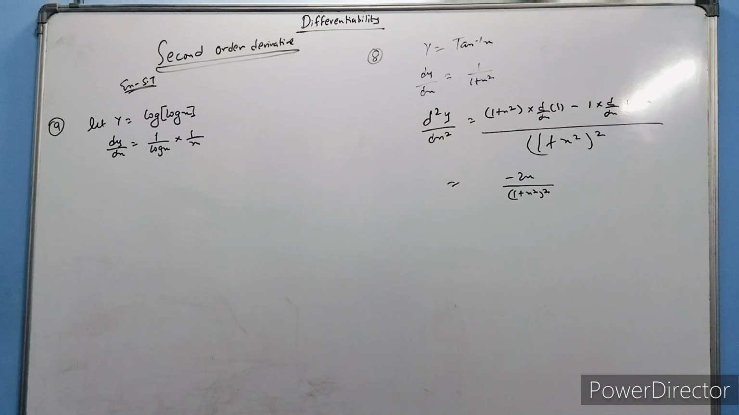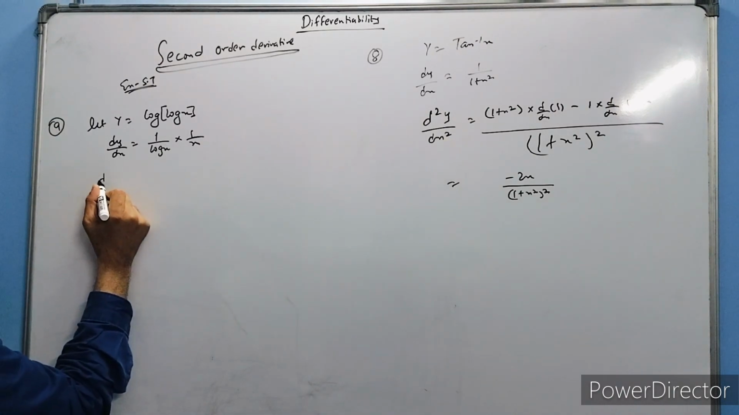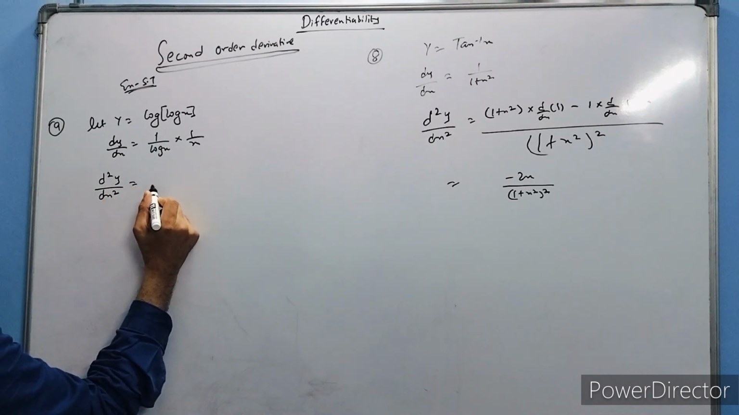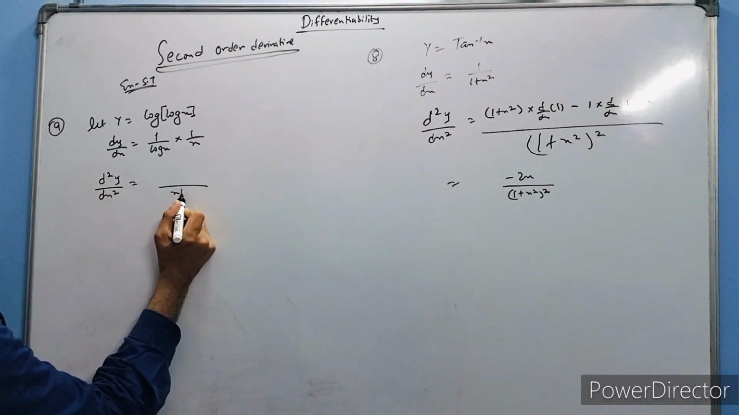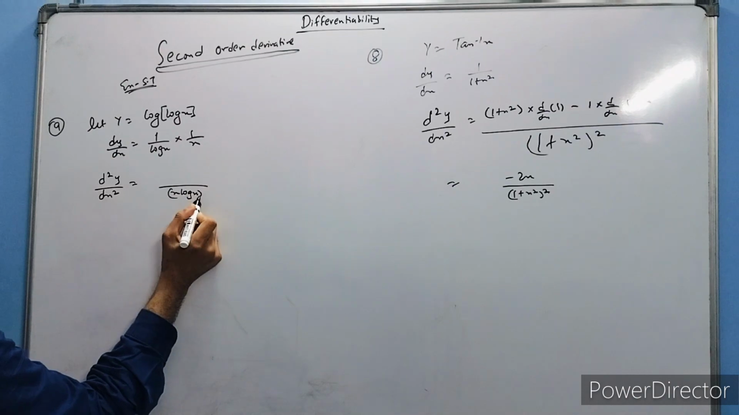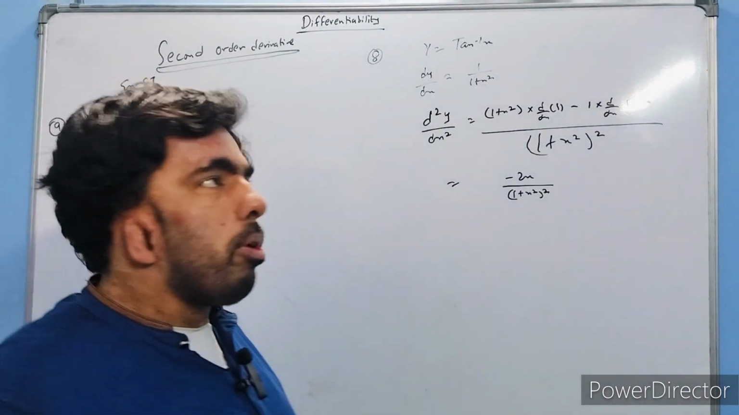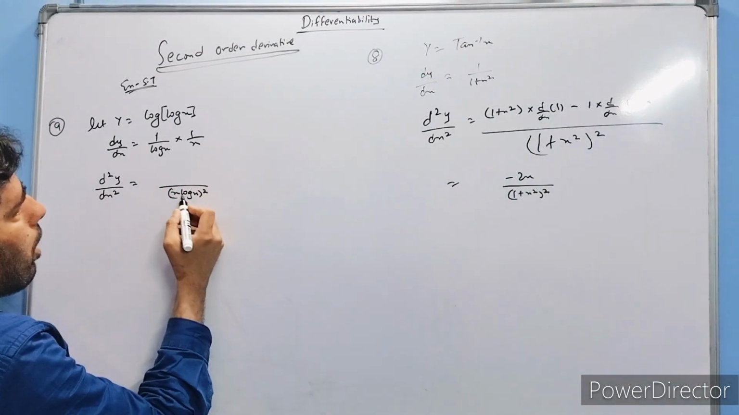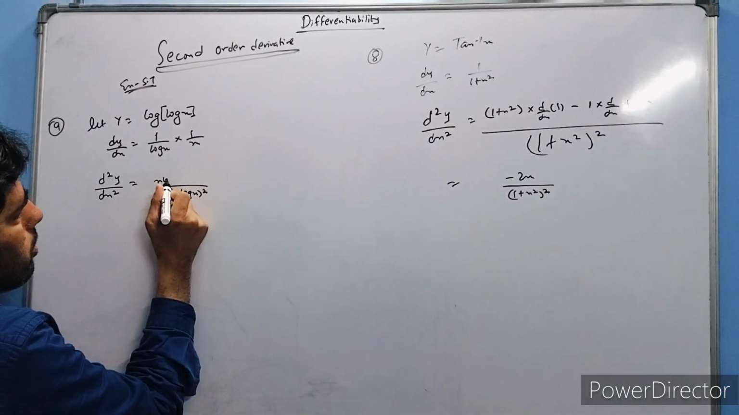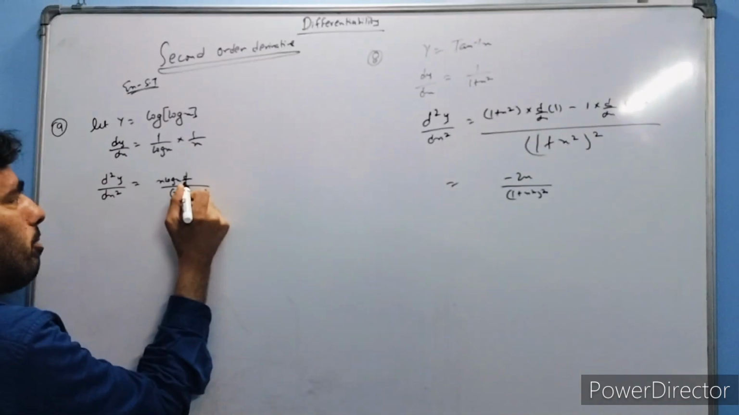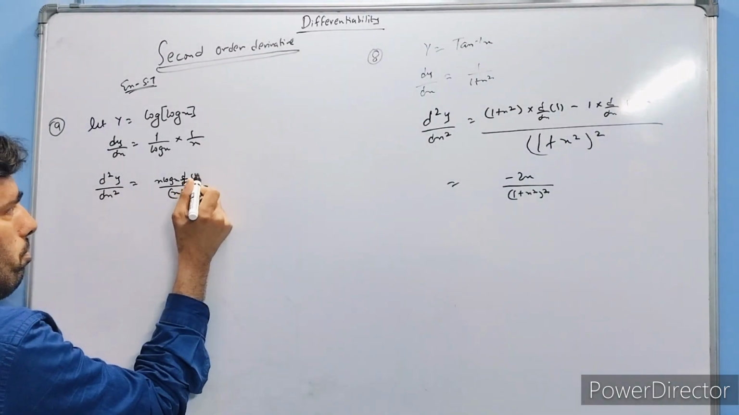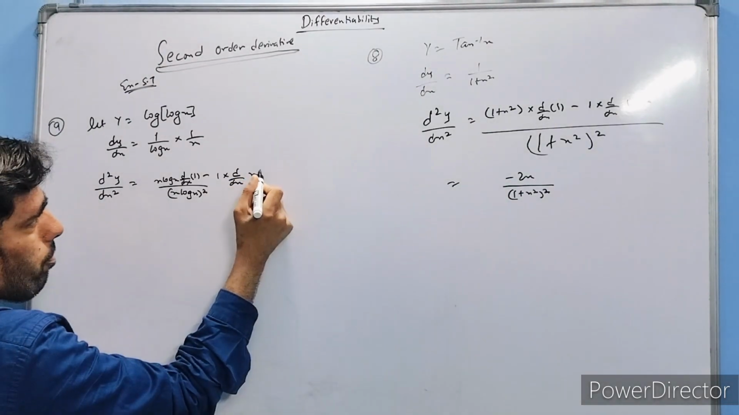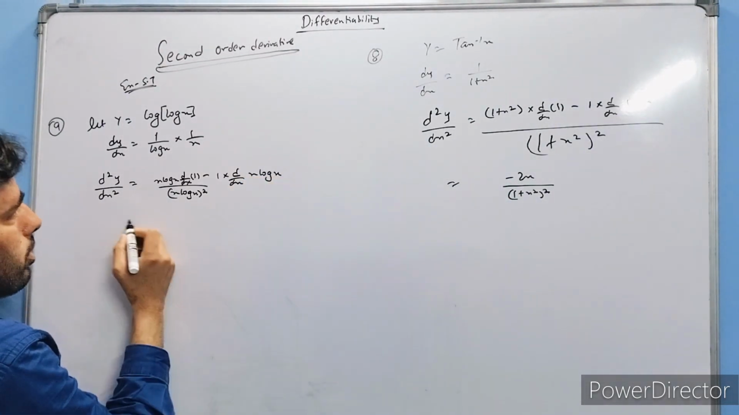Okay, so now we'll try to differentiate it again. So I got this, 1 upon x log x, and here we'll apply the quotient rule. So now x log x into differentiation of 1, minus 1 into differentiation of x log x.